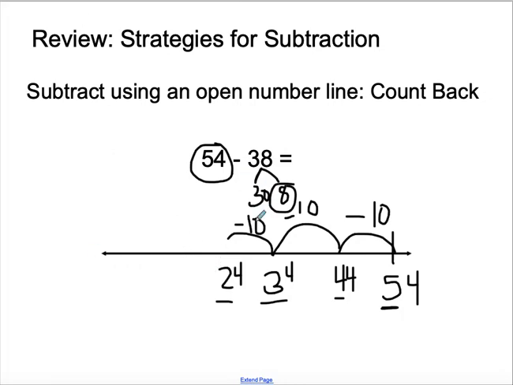I'm going to first take away 4. I'm going to break my 8 apart actually. And now I have 20. And now I need to subtract another 4. 19, 18, 17, 16. So subtracting on an open number line going back is also another great strategy for subtraction.